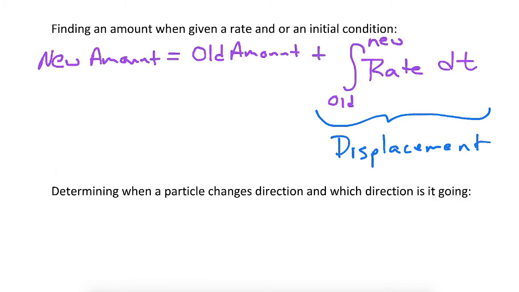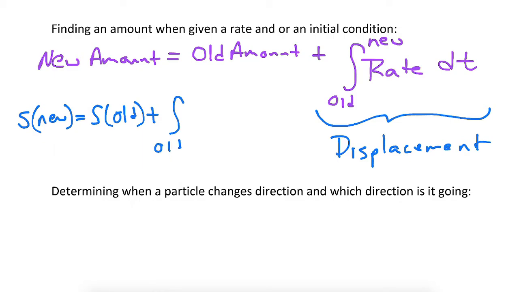A new position is equal to the old position plus the integral from the old value to the new value of the velocity. So that's just a variation of that thing.